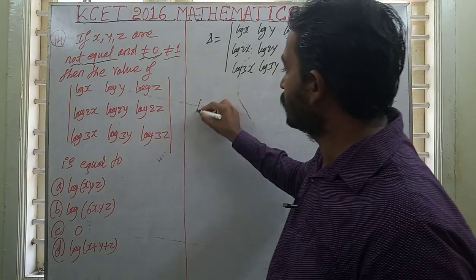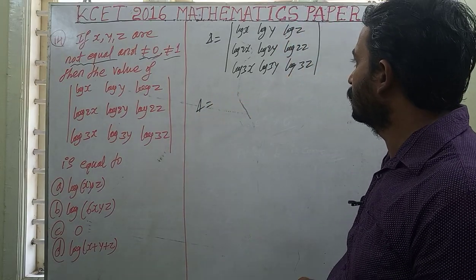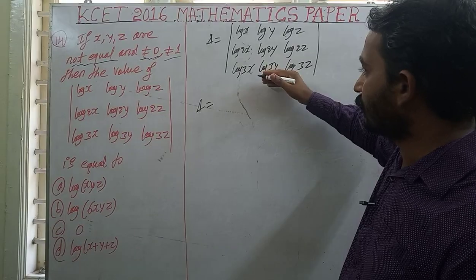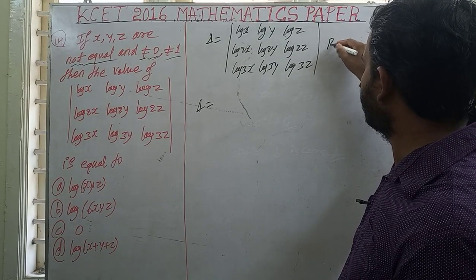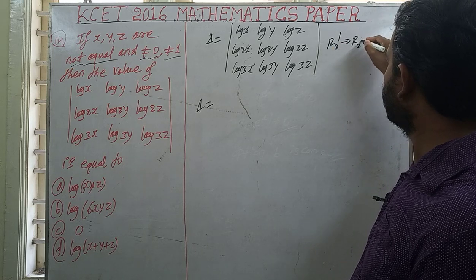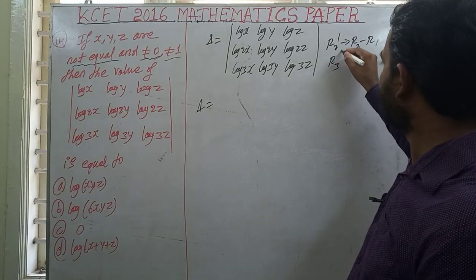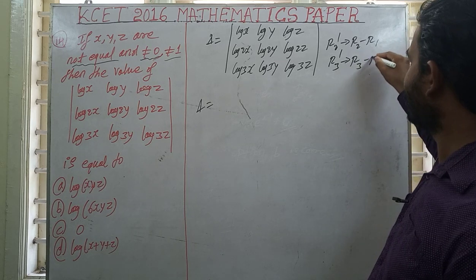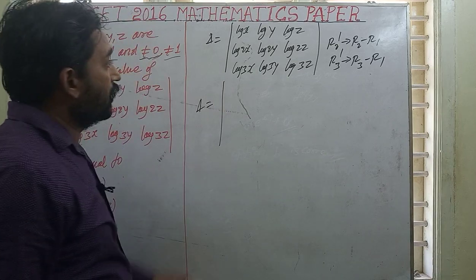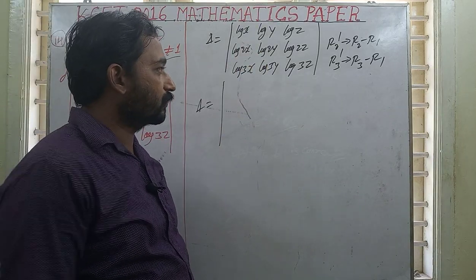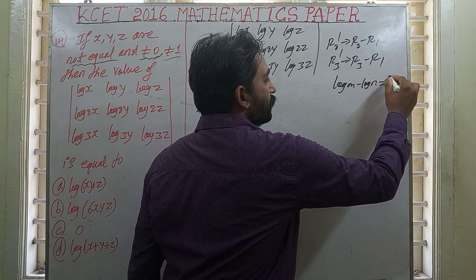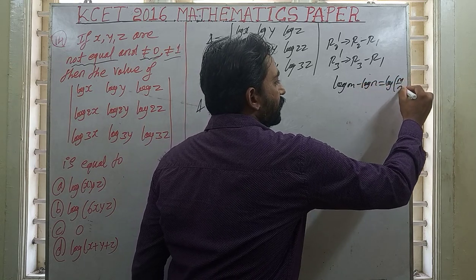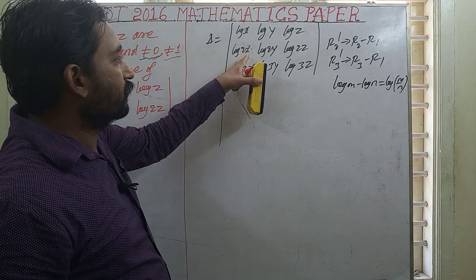Okay, so in this case one operation is there. Row 2 changes and row 3 also changes: row 2 minus row 1, row 3 minus row 1. Apply the operation. So row 2 minus row 1 is log 2x minus log x. Using the formula, log m minus log n is log of m by n, so log of 2x by x. x gets cancelled, it becomes log 2.